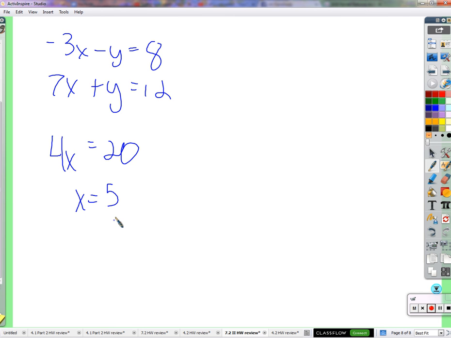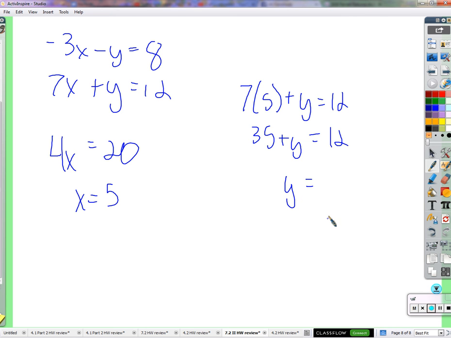Now I know x is 5, I need to figure out what y is. I like to use the one where y is positive rather than negative. So 7 times 5 plus y equals 12. 35 plus y equals 12. y equals, subtract 35, negative 23. So 5 and negative 23.